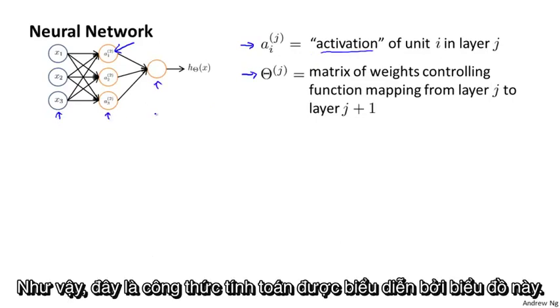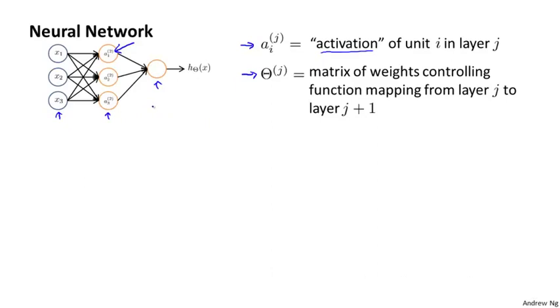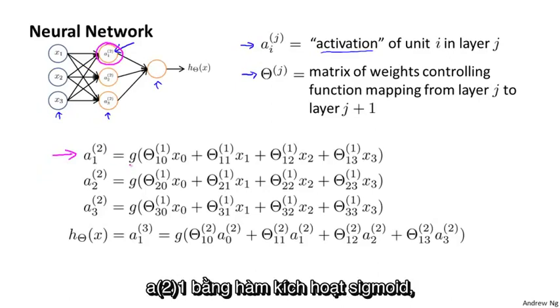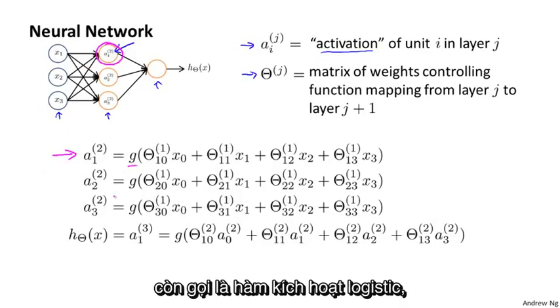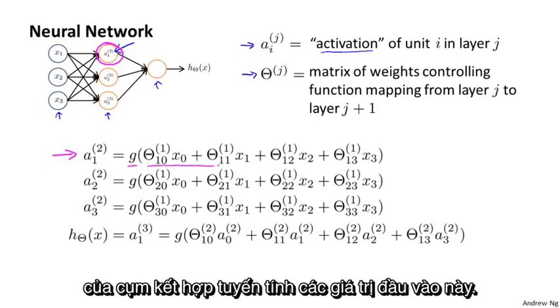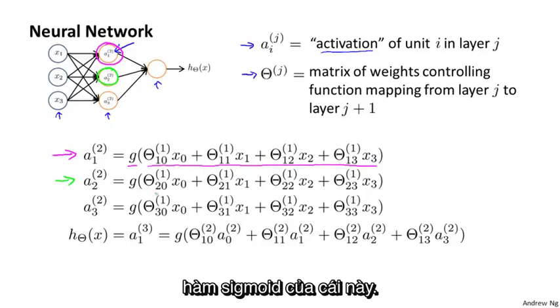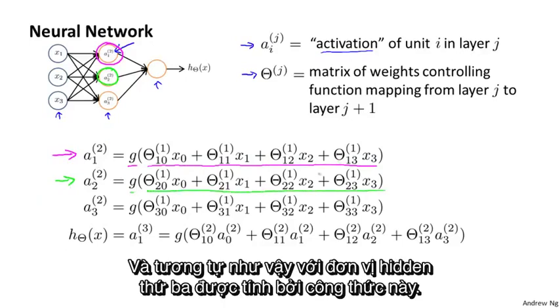So here are the computations represented by this diagram. This first hidden unit has its value computed as follows: A21 is equal to the sigmoid activation function, also called the logistic activation function, applied to this linear combination of its inputs. Then this second hidden unit has its activation value computed as sigmoid of this, and similarly the third hidden unit is computed by that formula.